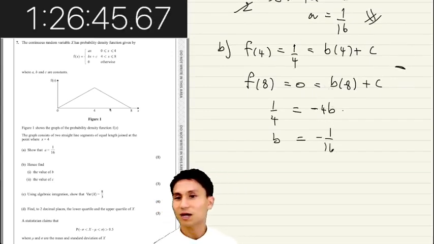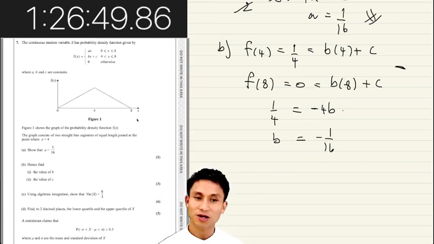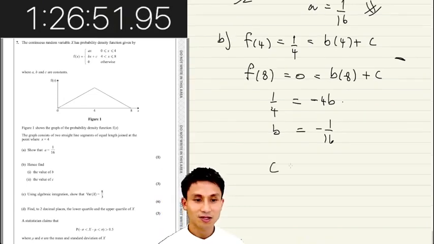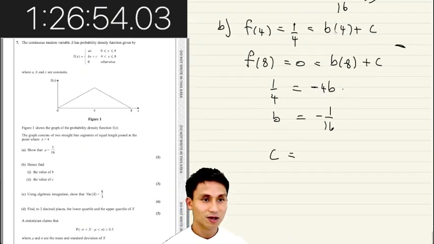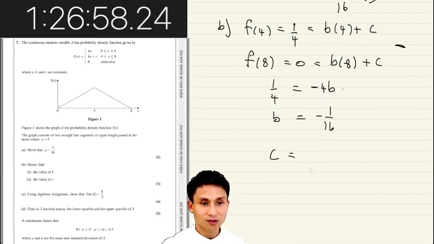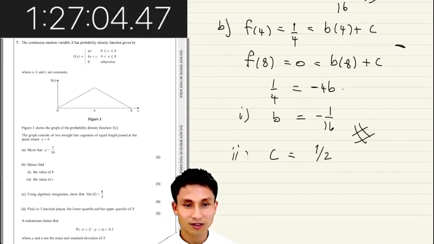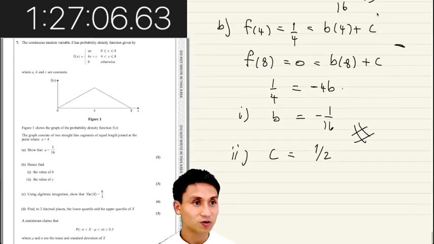Well, that makes sense. The gradient of the first part is 1 over 16, and the gradient of the other part is minus that. And then c would be found by substituting back: 1 over 16 times 4 gives 1 over 4, so minus 1 over 4 plus c, and c is 1/2. That's b quickly, because I'm running out of time, guys. I guess you can excuse me on that.